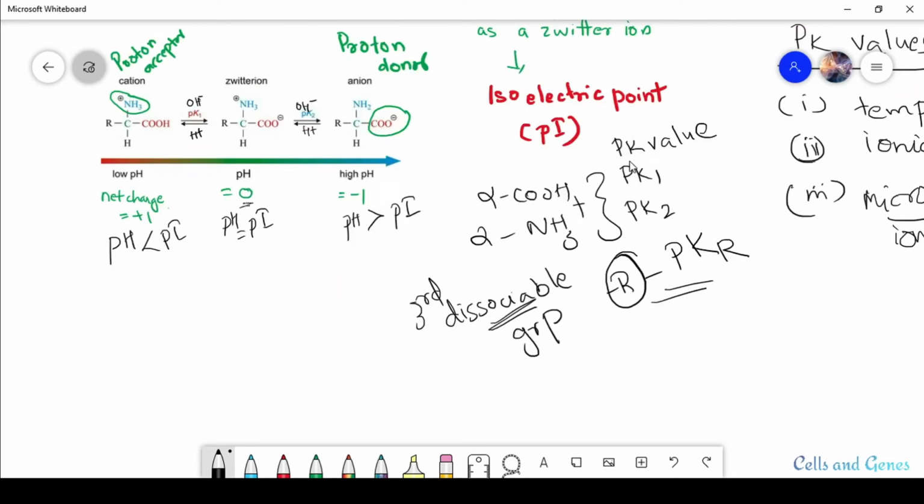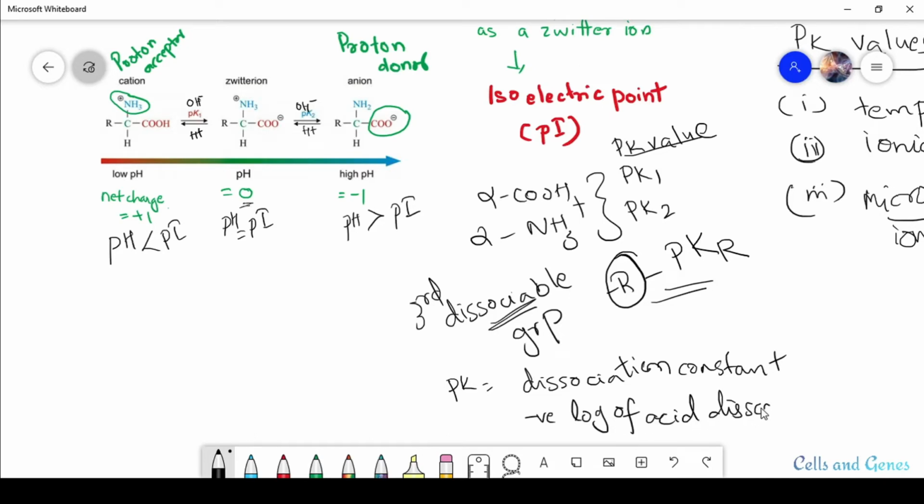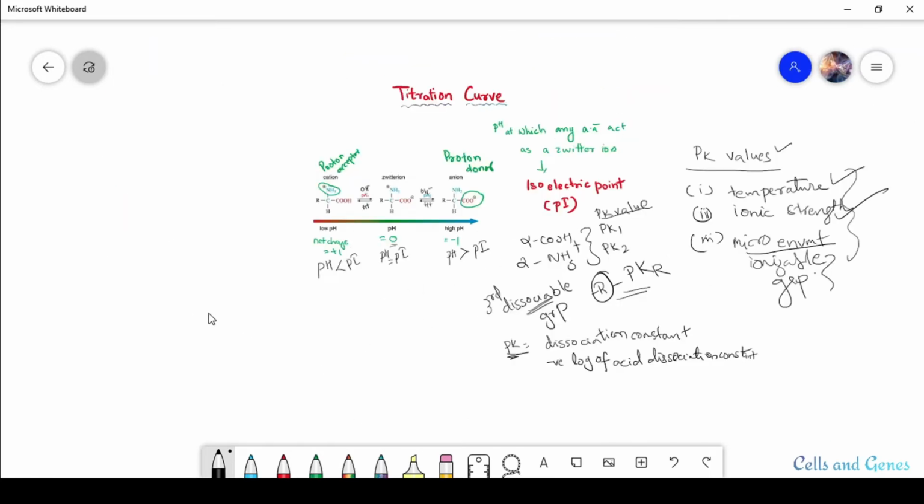As we talked about the pK value, what is pK? pK is the dissociation constant, that is, the negative log of the acid dissociation constant. That is the pK value. Now we will see how we use this pK value in the titration curve of an amino acid.